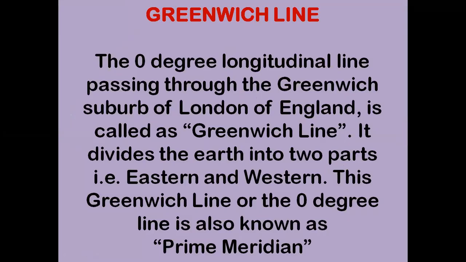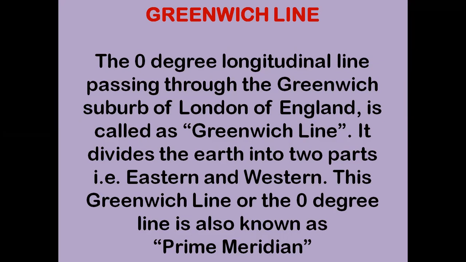Now something about the Greenwich line. The 0 degree longitudinal line passing through the Greenwich suburb of London, England is called the Greenwich line. It divides the Earth into two parts, that is, eastern and western. This Greenwich line, or the 0 degree line, is also known as the prime meridian.